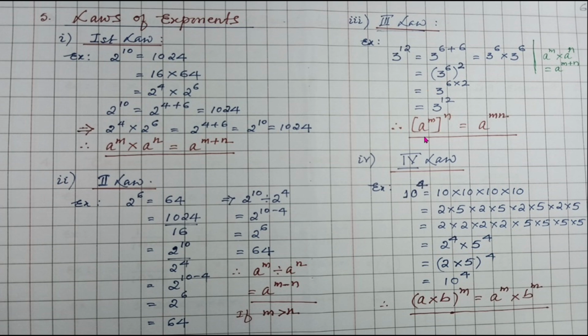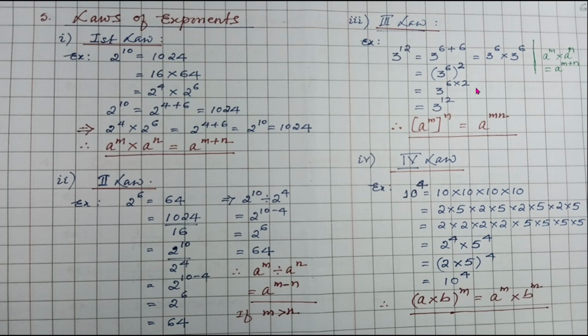Now the third law, a raised to m raised to n is equal to a raised to mn. Now what does this mean? That means here a raised to m is multiplied n number of times, and the value is nothing but a when multiplied mn times. A is multiplied mn times.